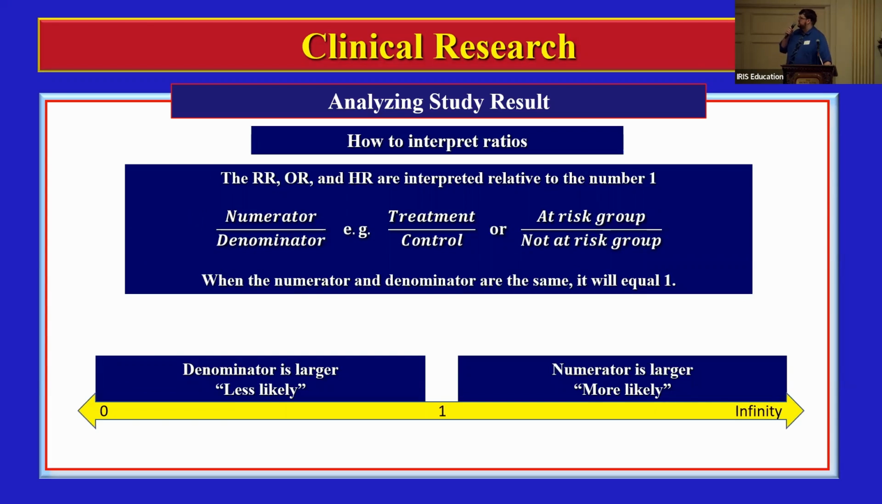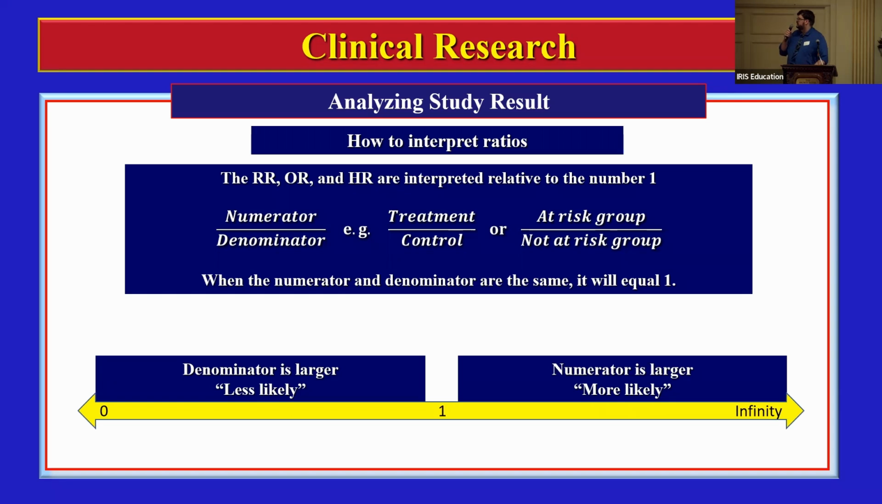So when we're interpreting these ratios, we have to remember that they're all ratios, so we're comparing them always to the number 1. And that means, because they're ratios, we always have a numerator and a denominator. Typically, when we construct a relative risk or an odds ratio, we're usually looking at, say, a treatment over a control, or if we are looking at risk factors, say in an observational study, we might be looking at those who are at risk divided by those who aren't at risk. And so when the numerator and denominator are equal, meaning that there is no association because they're the same, the ratio is going to be equal to 1.